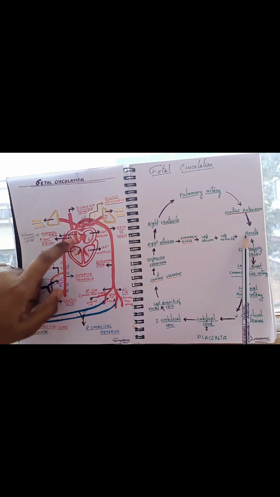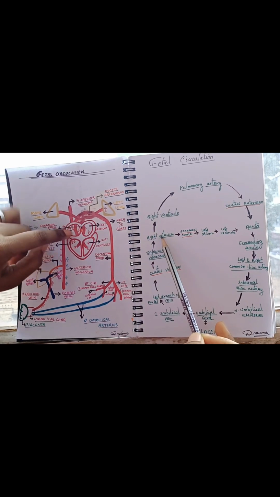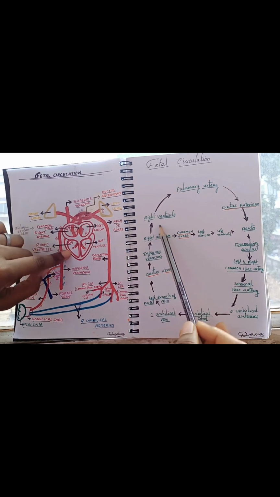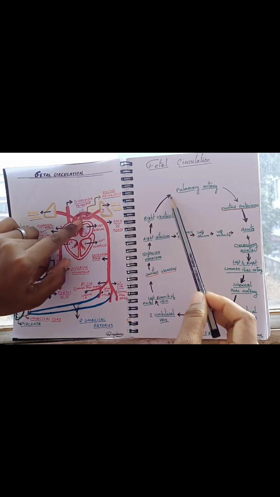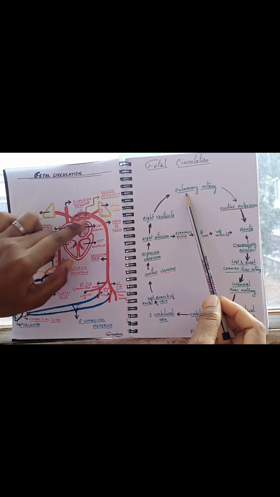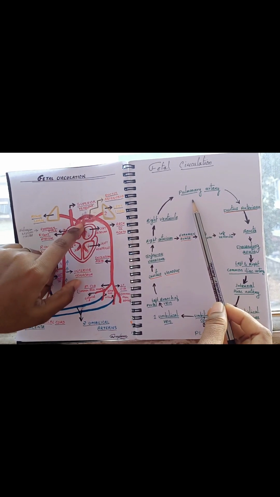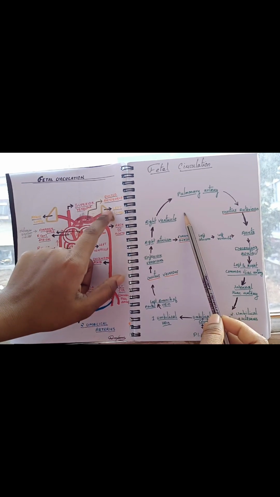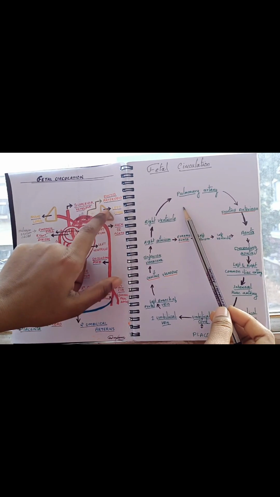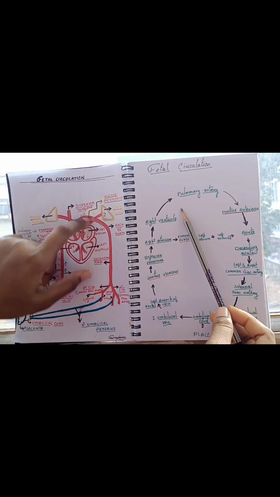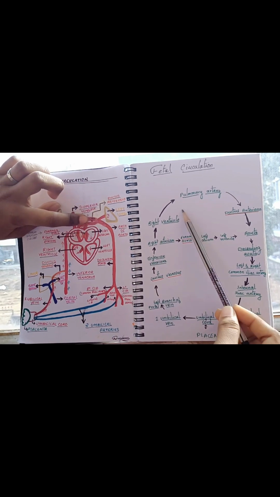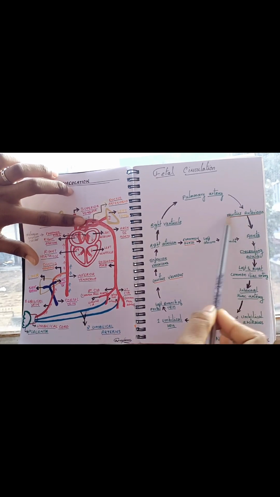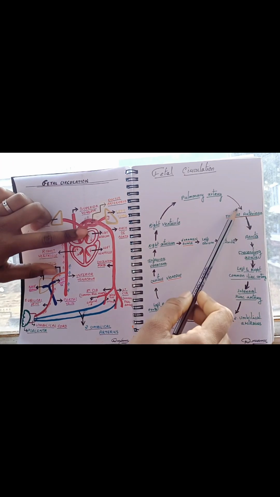Then we see here, from this right atrium, some of the blood comes down to the right ventricle, and from the right ventricle it goes to the pulmonary artery, and from the pulmonary artery it goes to the lungs. Since the lungs are not working, the blood returns, and then it creates a passage, the ductus arteriosus. From the ductus arteriosus, the blood meets at the aorta.